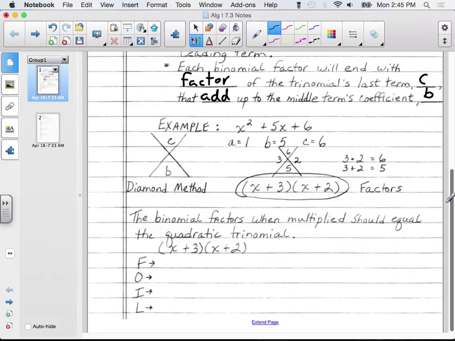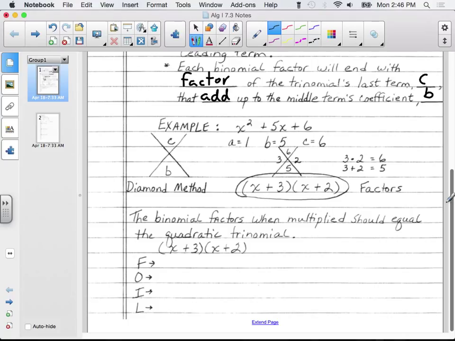Next, they made their own diamond. They put 6 upstairs, 5 downstairs, because 6 is c and 5 is b. Then they got 3 and 2. Where did they get those two numbers from? Because 3 times 2 equals 6 and 3 plus 2 equals 5.